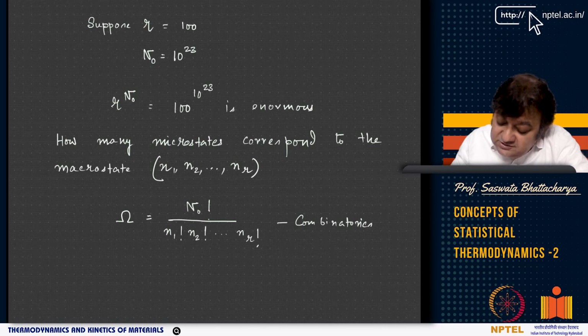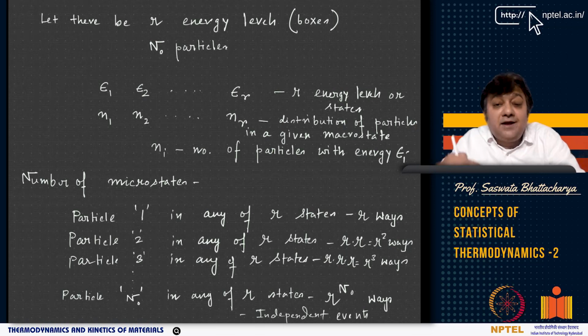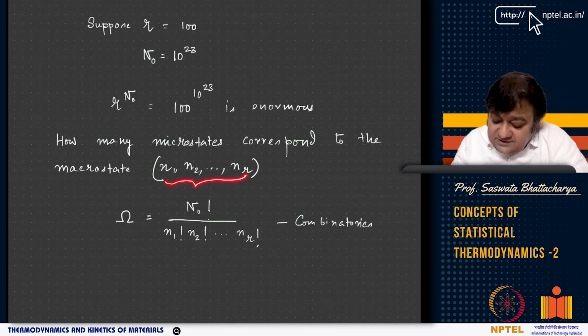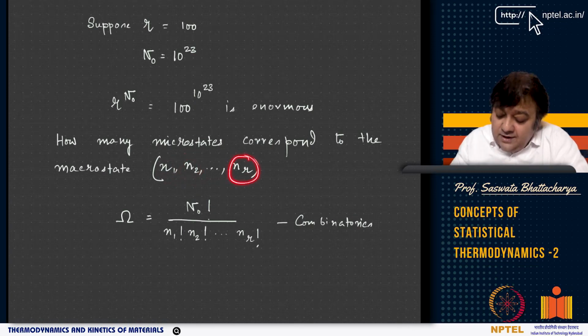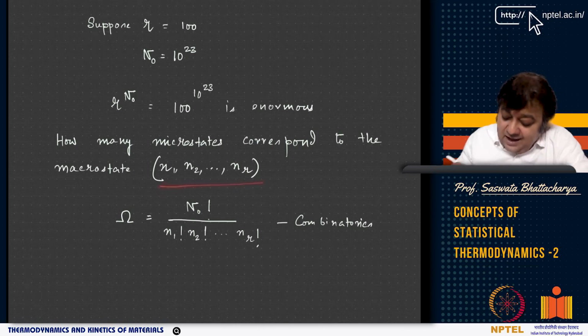Now, how many microstates correspond to a macrostate? See, the macrostate that we defined is this: N1 particles will occupy energy level epsilon 1, N2 particles will occupy energy level epsilon 2, and so on, N3 particles epsilon 3, Nr particles epsilon R. Now, if I say that this is my macrostate, where we have N1 particles in epsilon 1, N2 in epsilon 2, and Nr in epsilon R, then the number of microstates corresponding to this macrostate can be found by this formula: omega equals n0 factorial divided by n1 factorial, n2 factorial, up to nr factorial.